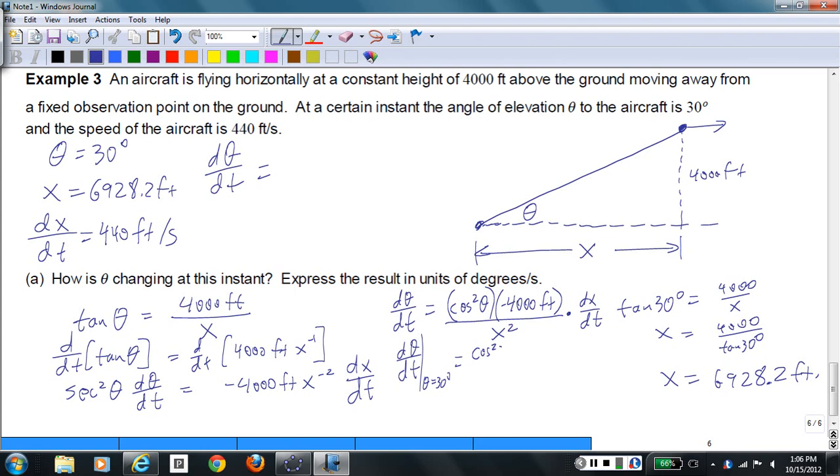Cosine squared of 30 degrees. I can use degrees there so long as my calculator is in degree mode. If my calculator is in radian mode and I want to use radians, I can go with pi over 6 radians. But I can use degrees if my calculator is in degree mode. Times negative 4,000 feet over 6,928.2 feet. But we've got to square those feet as well as squaring the 6,928.2, times dx dt. And dx dt is 440 feet per second.